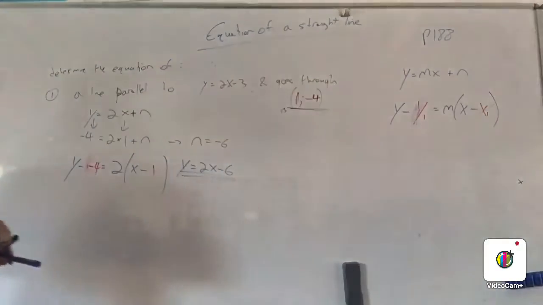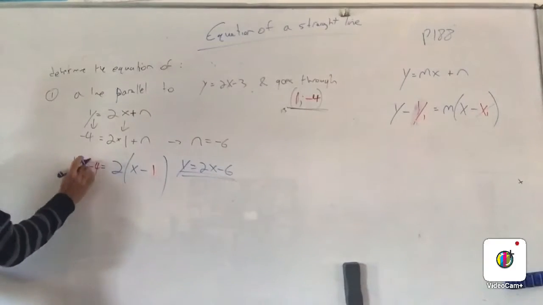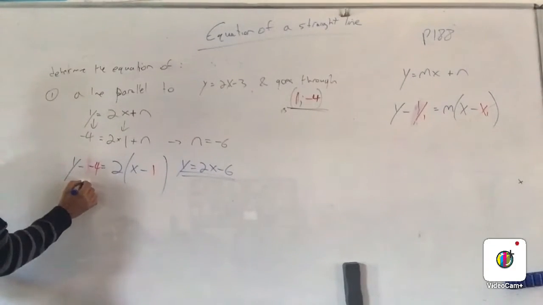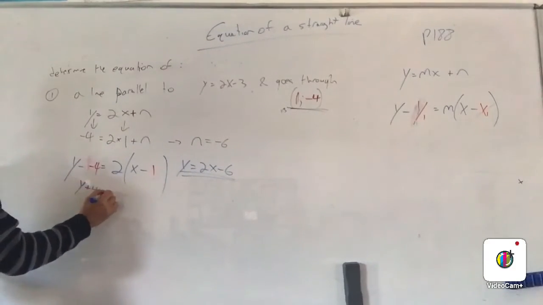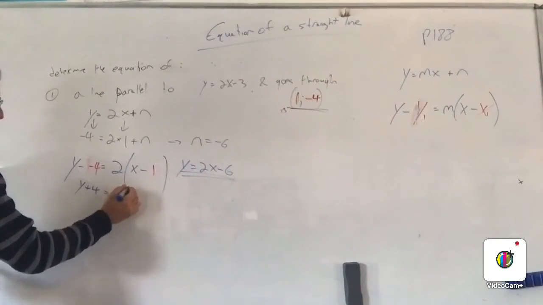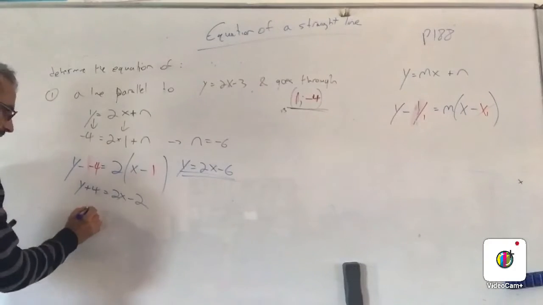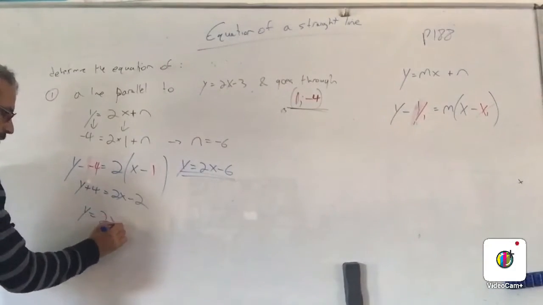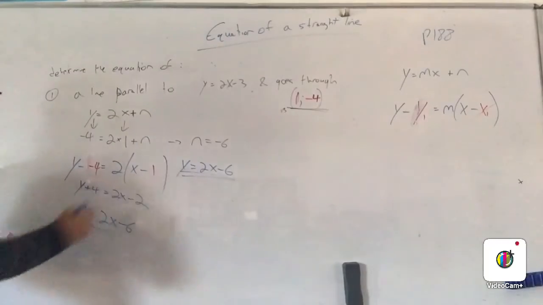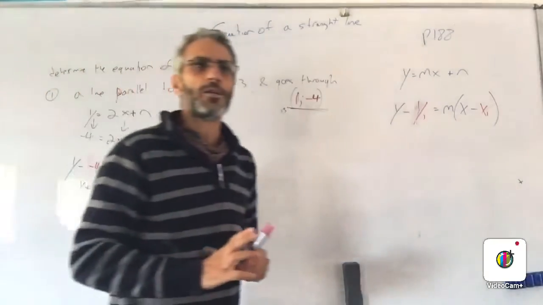Now if I open this, let's do that. What is y minus minus 4? Y plus 4. I'll open this. This is 2x minus 2. I'll move the 4 to the other side. What do I get? Y equals 2x minus 6. The same. Oh my. Okay?